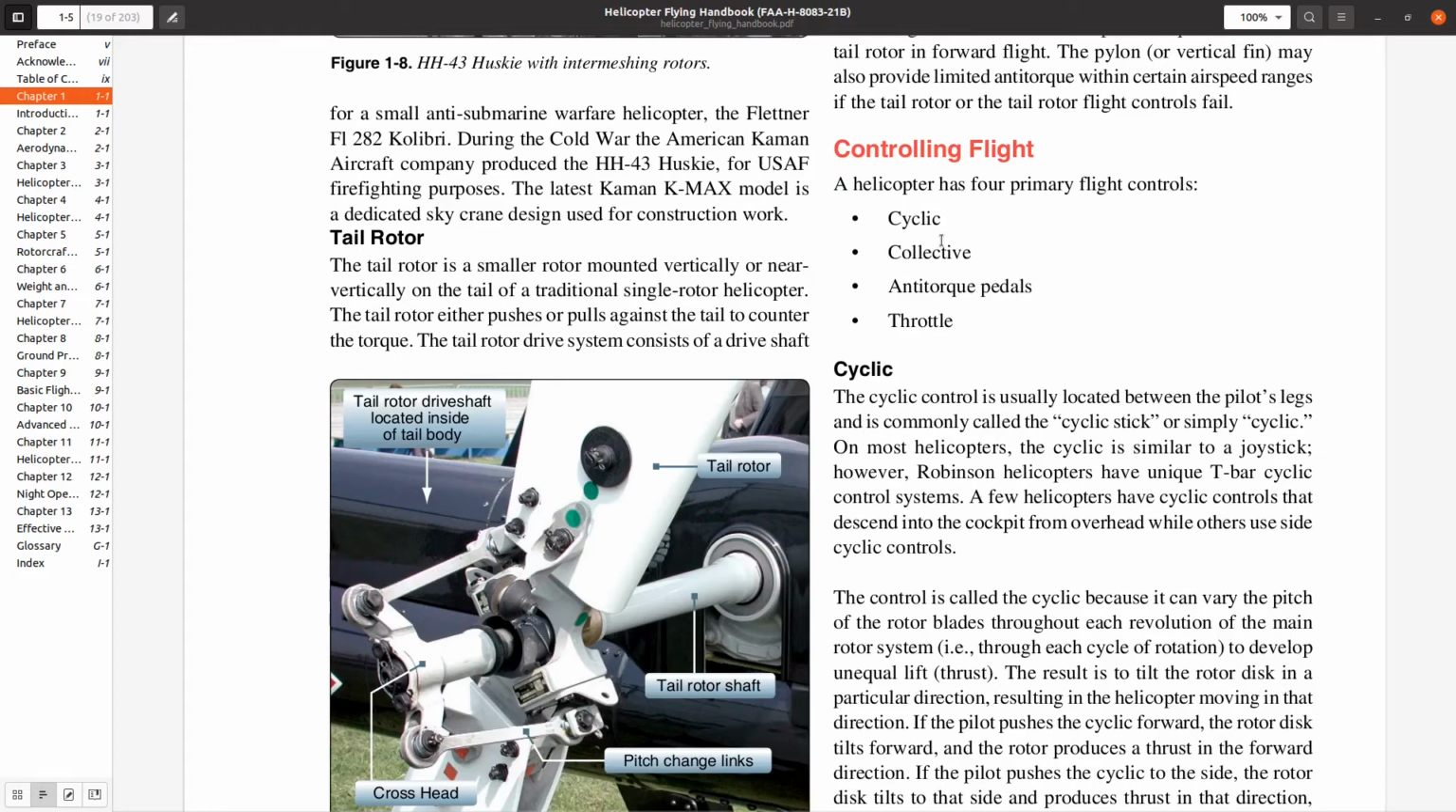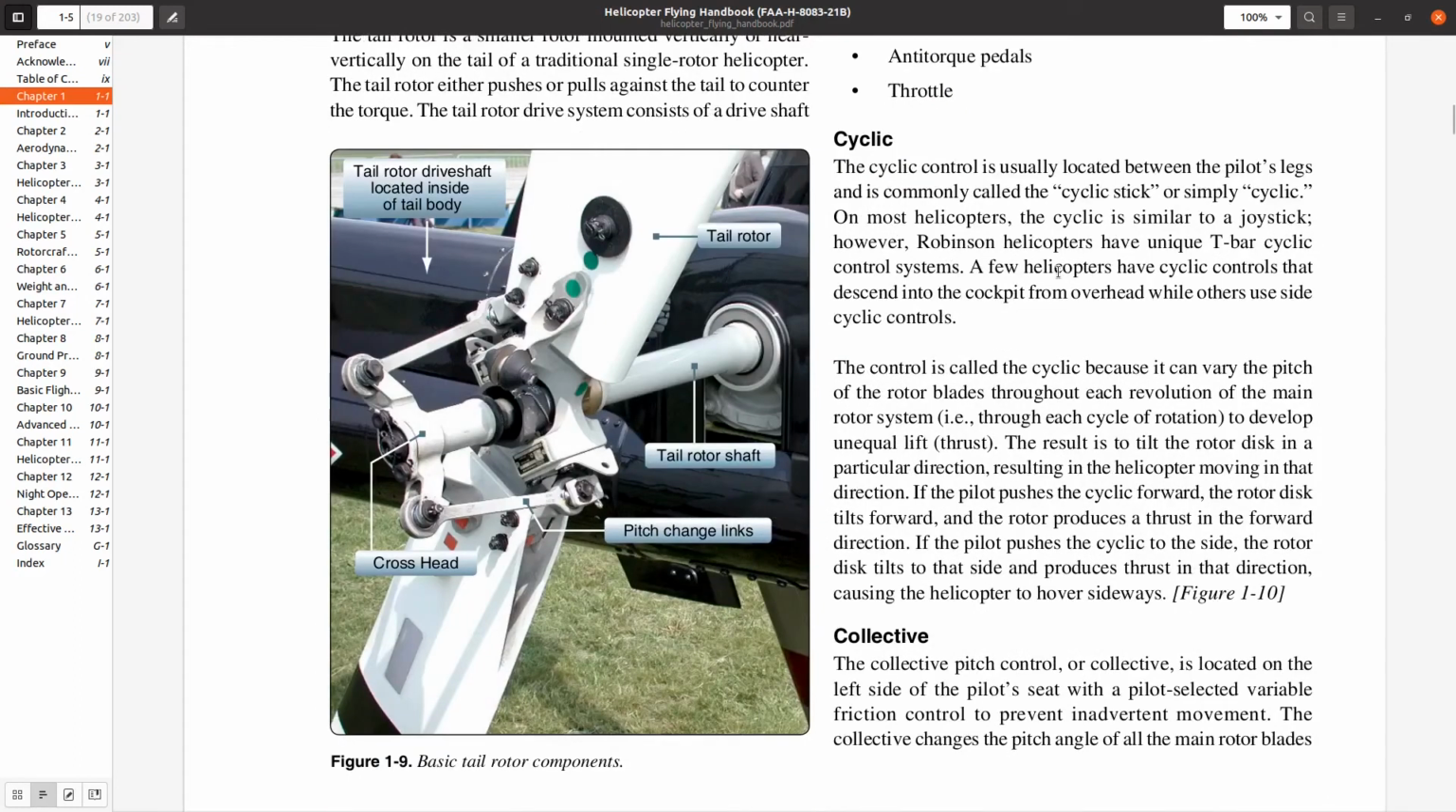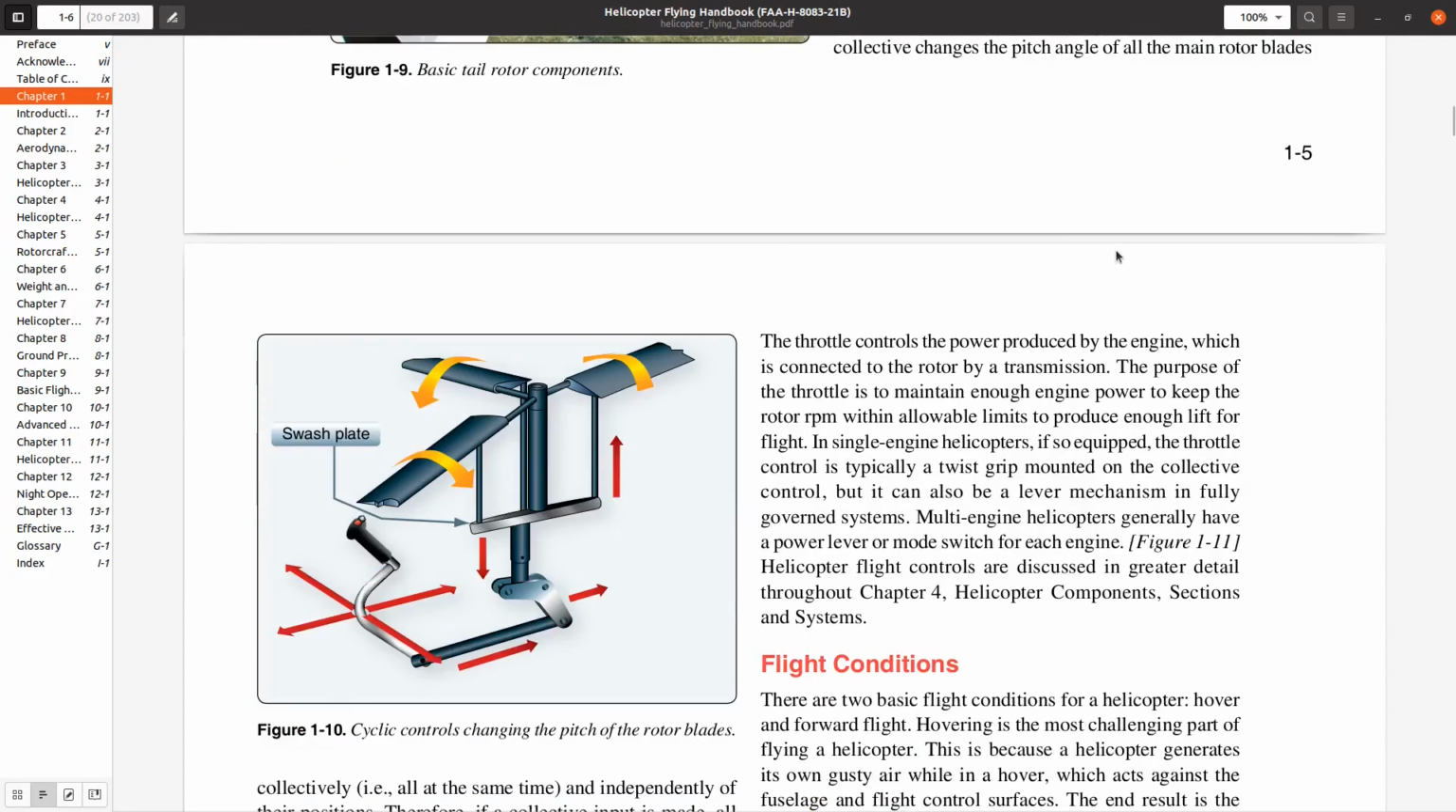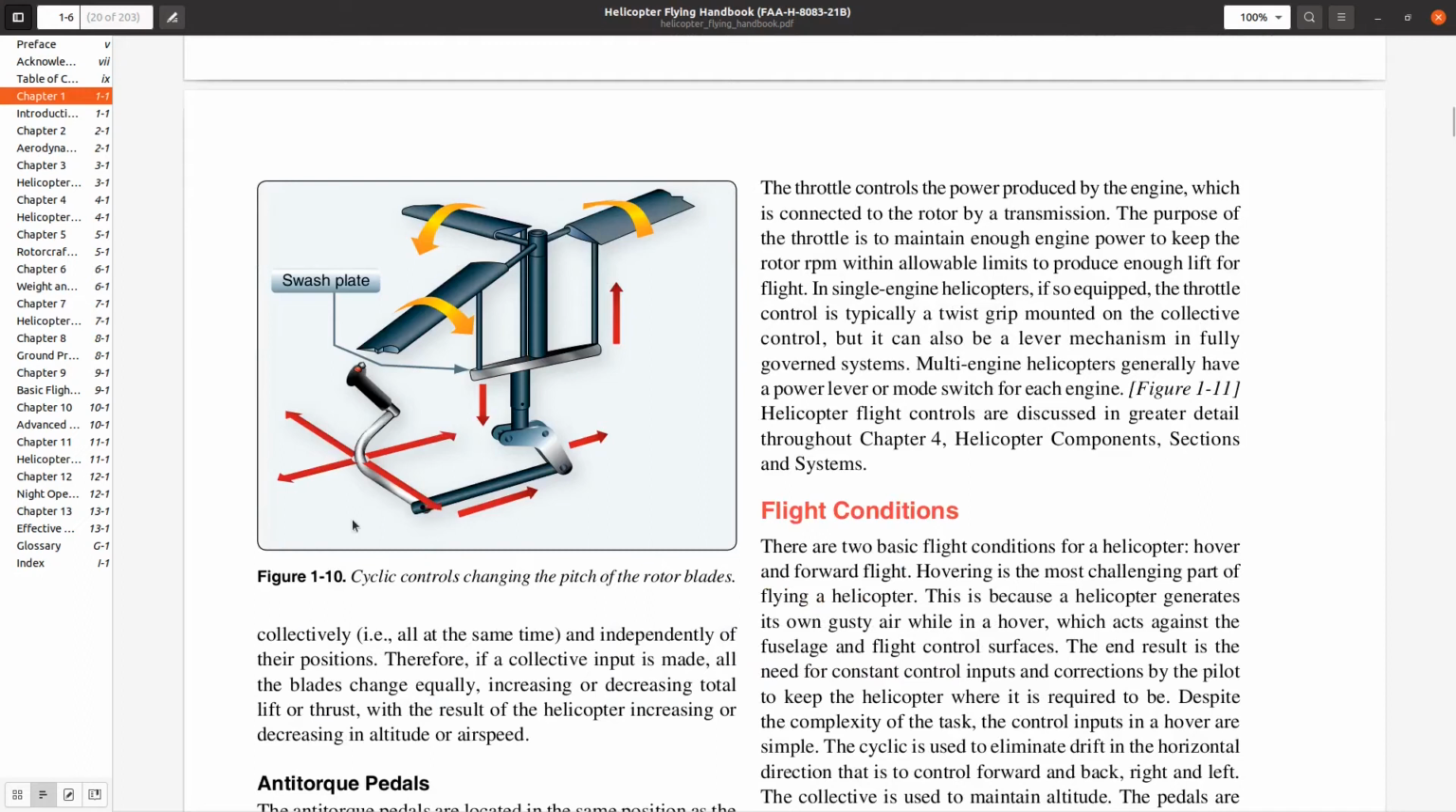And then the throttle. So again, the cyclic is going to be typically a stick. Now, there are a few helicopters that have a different control, like the Robinson helicopters have this little tilting bar, a T-bar. But a traditional helicopter has just a stick in front of the pilot. So what happens is, as I said, this will tilt the rotor. Well, how does it do that? It moves something called a swash plate.